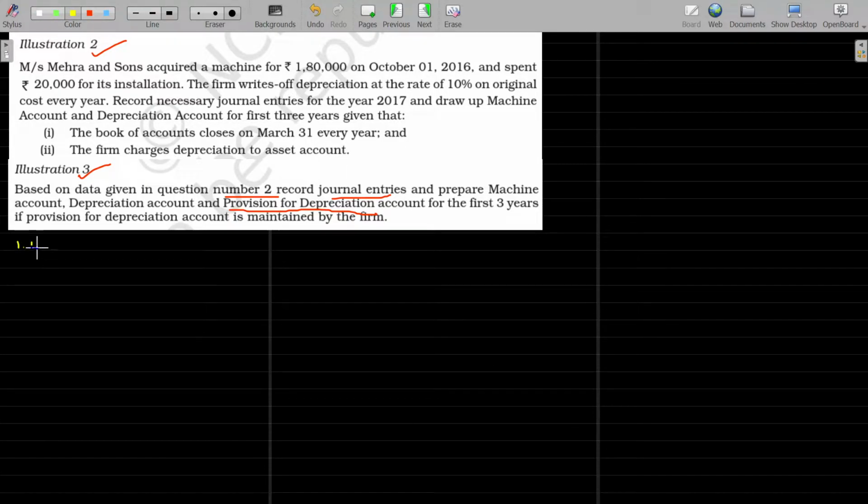1st October 16, for the purchase, 18 plus 2, that is 2 lakhs. Installation charges will also form part of the asset's value, the rate of depreciation being 10% and the method of depreciation being original cost method. But it is not going to be charged to the asset account. The firm charges depreciation, but it is not charged to the asset account here; it is going to be accumulated in the provision for depreciation account.